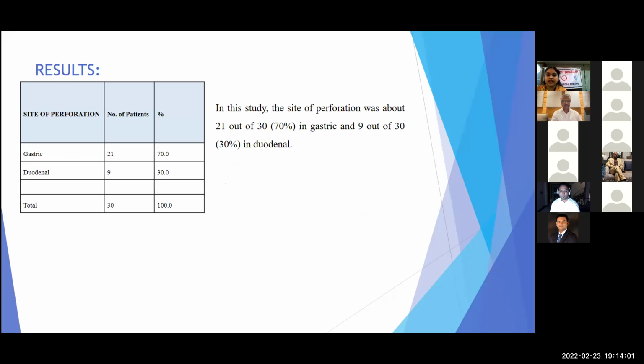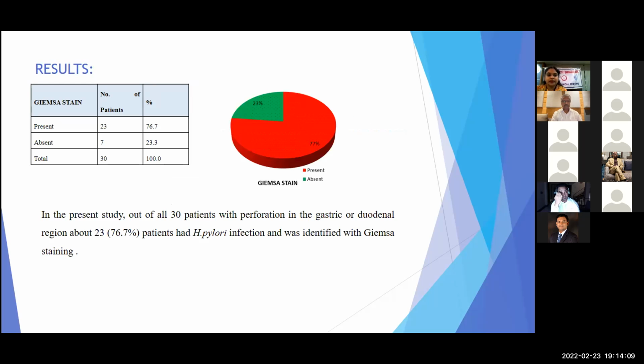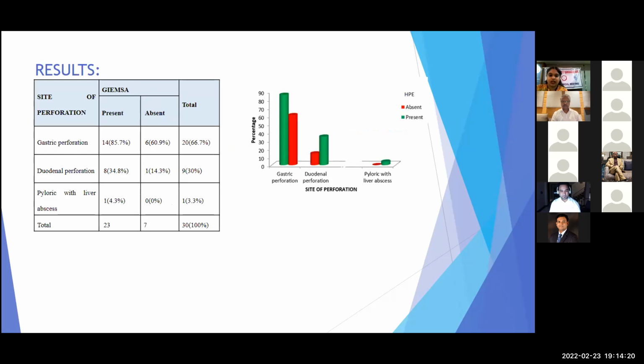In this study, the site of perforation was about 21 out of 30, 70%, in the gastric region, and 9 out of 30, 30%, in the duodenal. In the present study, out of all the 30 patients with perforation in the gastric or duodenal region, about 76.7% had Helicobacter pylori infection, and they were identified with Giemsa staining.